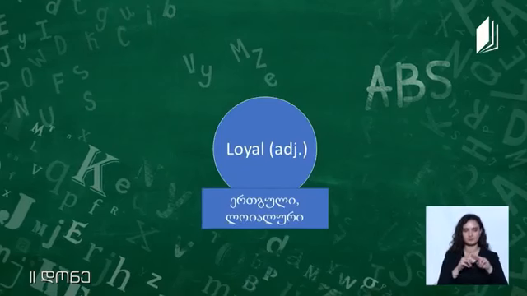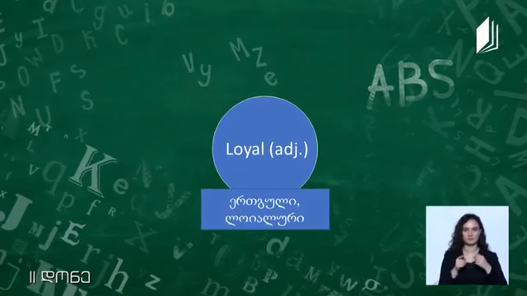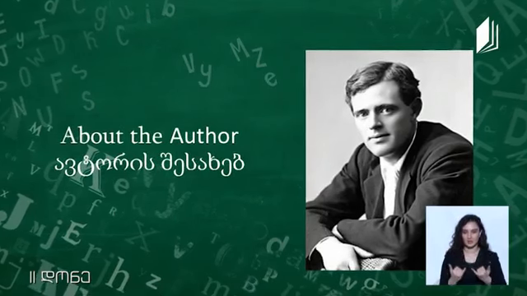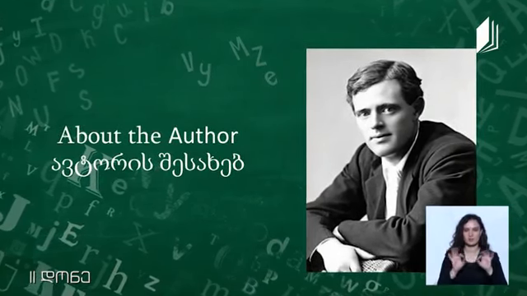And our last word is loyal. It is showing firm and constant support to a person. Some synonyms are faithful and true-hearted. Make sure to keep all of these vocabulary words in mind throughout our lesson and for when you read the book yourself. Now, it's time for us to talk about the author.